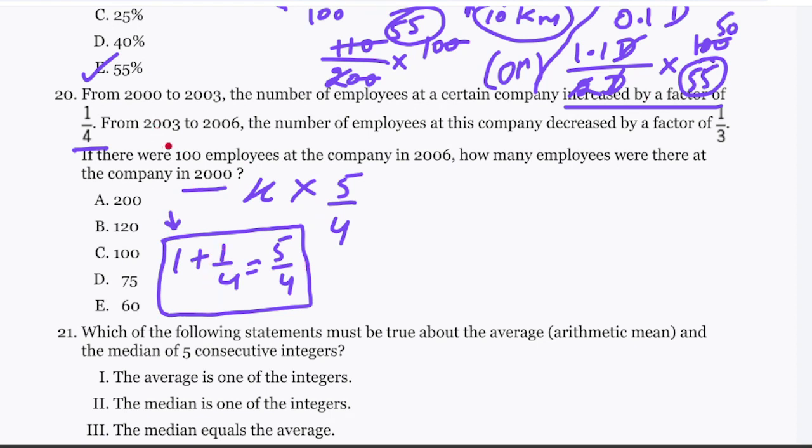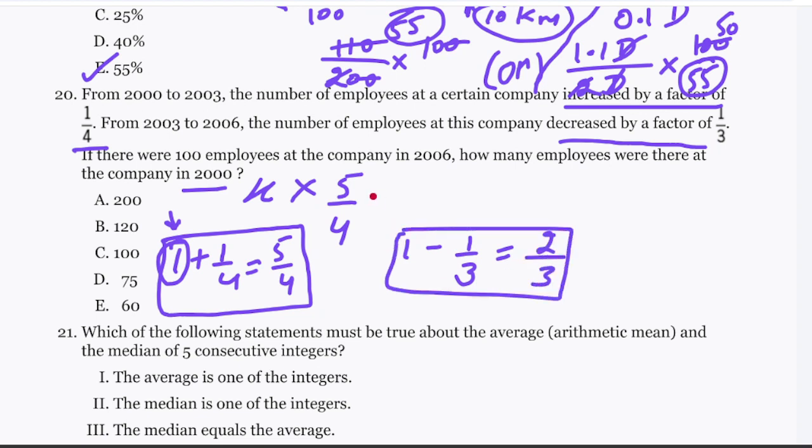Now अच्छा, in 2003, 1 is 100%. That's right, 1 is 100%. The rest, next 1 by 4 is 25%. And then from 2003 to 2006, the number of employees at this company decreased by a factor of 1 by 3. Now decreased matlab 1 minus 1 by 3. That is 2 by 3. Now into 2 by 3. Now this is the number which is equal to, they say 100 employees.